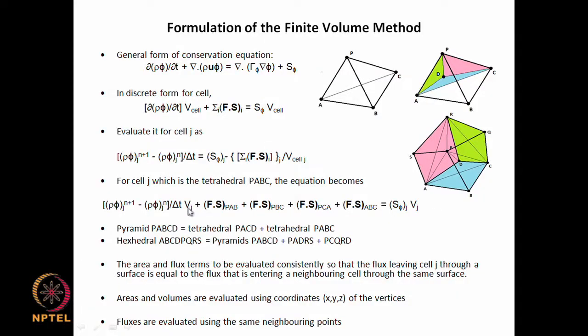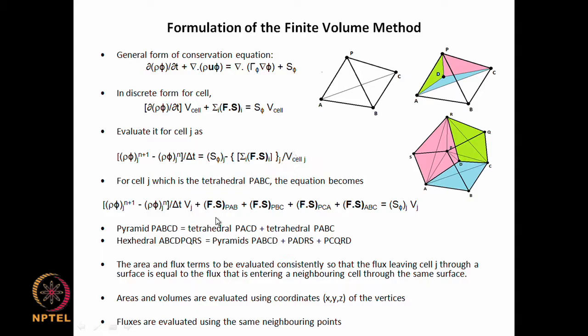When we are evaluating flux through a control volume, through a phase, for example, F dot S PAB is the flux which is leaving through this particular phase. This involves an evaluation of flux and an evaluation of the surface area and orientation corresponding to this PAB.